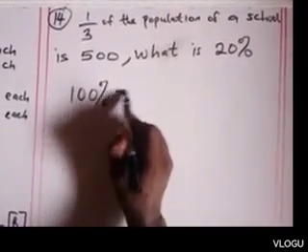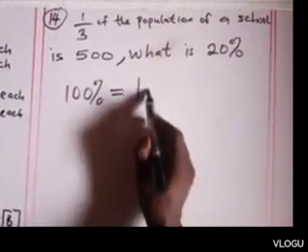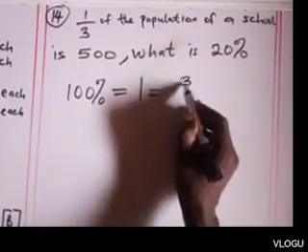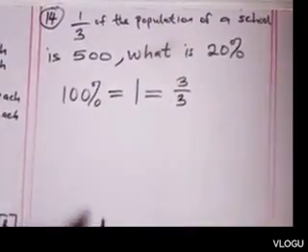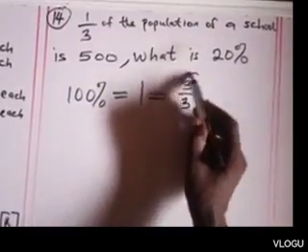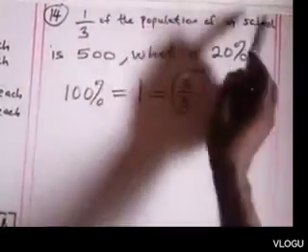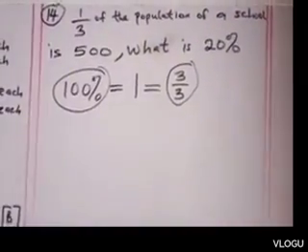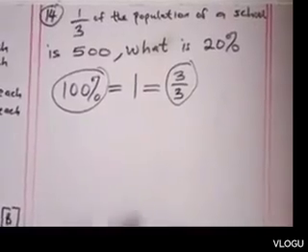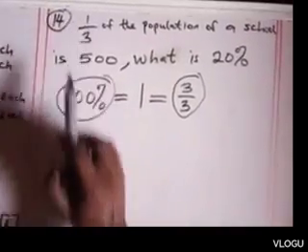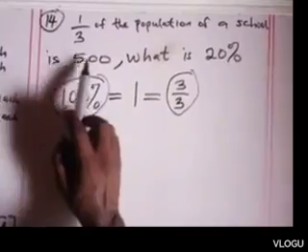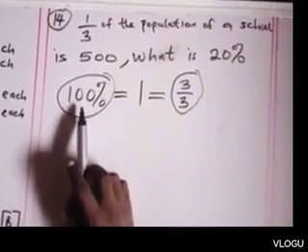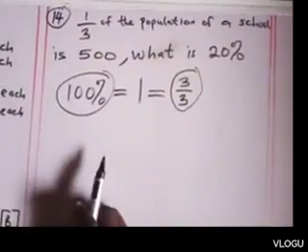So 100% represents 1. And for me to get 1 from this fraction, I'm going to need 3 over 3. So if I can get 3 over 3 of the population of this school, it means I've gotten 100% of the population of the school. So from this 1 over 3, which is 500, I'm going to get 3 over 3, which is 100%. Now let's start from that.